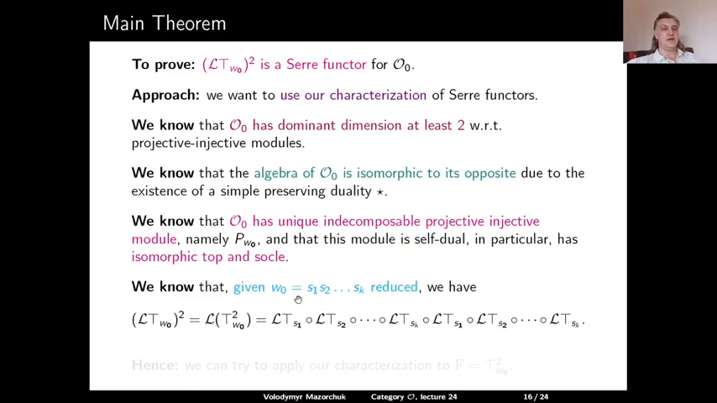Finally, given a reduced expression of W0, we know that the square of the left derived of T W0 is isomorphic to the composition of left derived elementary twisting functors following the square of this reduced expression. Therefore, we will try to apply our characterization of Serre functors to the functor F defined as T W0 squared.